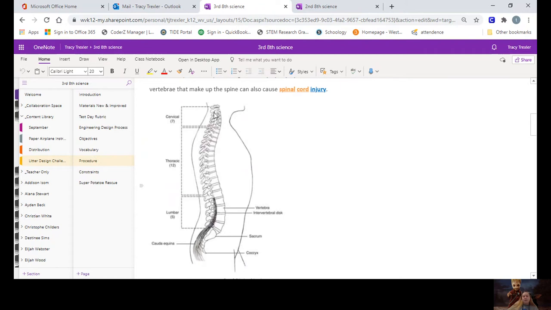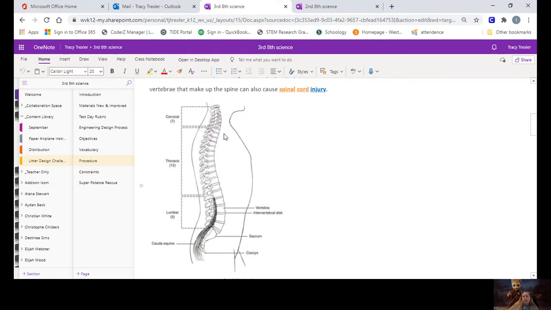Depending on where you have this injury in your cervical section would depend upon whether or not you still have control of your neck or not. People who are quadriplegic no longer are able to feed themselves. They're not able to control any of their internal organs.